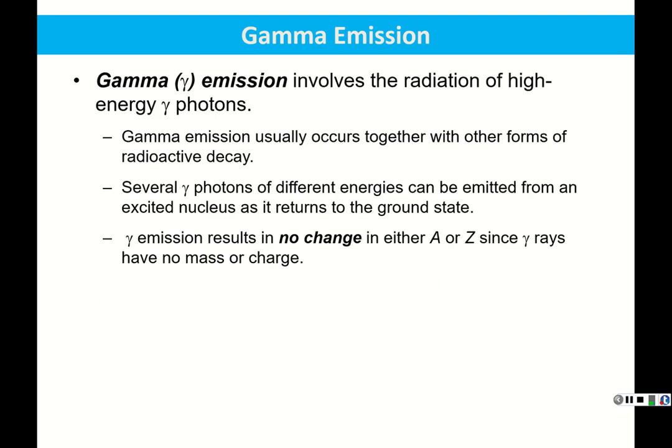There are other types of emission, gamma emission, that involves radiation of high energy gamma photons. So you can think of this less like a particle, more like light in a sense, very, very high energy light. It usually occurs together with other forms of radioactive decay. Several gamma photons of different energy can be emitted from an excited nucleus as it returns to the ground state. And gamma emission results in no change in either the A number or the Z number, since gamma rays have no mass or charge to them.